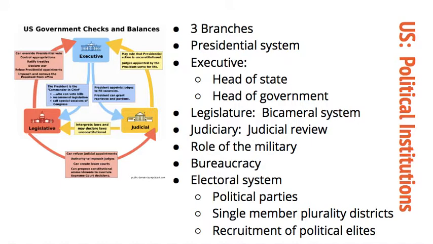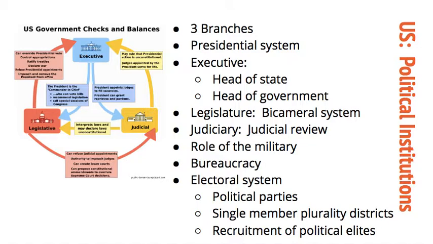We also have political institutions. Our political institutions are three specific branches. We have a president, we have a legislature, and we have a judiciary branch. In terms of our executive, it is headed by the president. The president plays two roles. The president is both the head of state as well as the head of government.